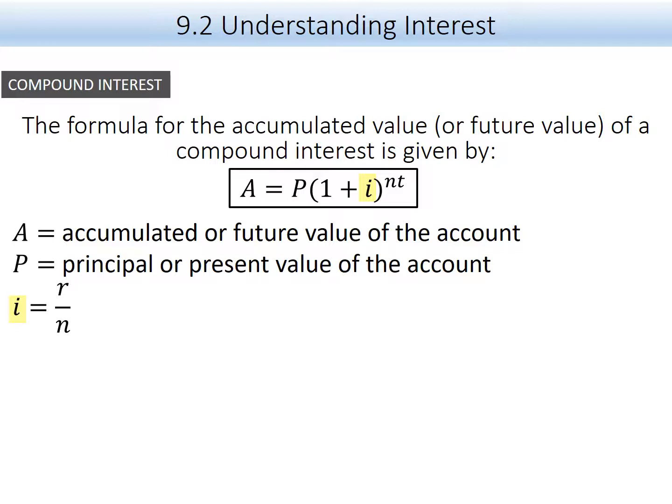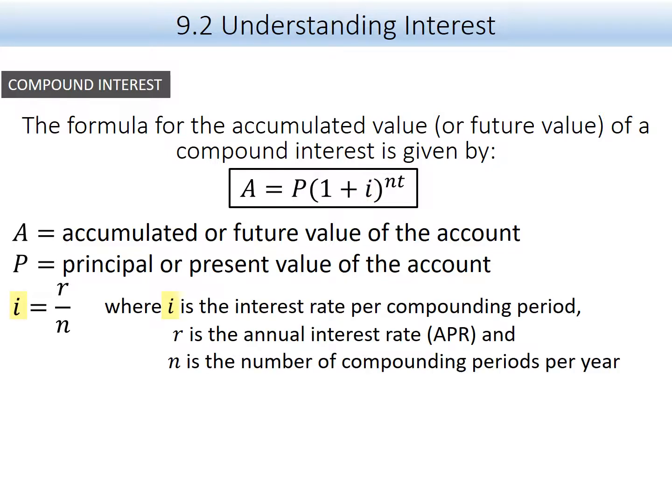And the way you figure it is you take the annual interest rate, which is r. Remember, we said sometimes that's called the APR. And divide it by n, which is the number of compounding periods per year. So, for instance, if your interest rate were 6% annually and you were compounding semi-annually, you'd take the 6% and divide by 2, because semi-annual is twice a year. So this little i is the interest rate per compounding period.